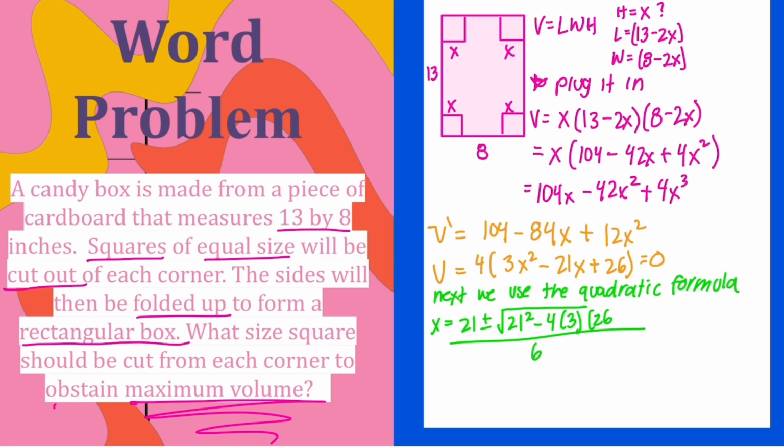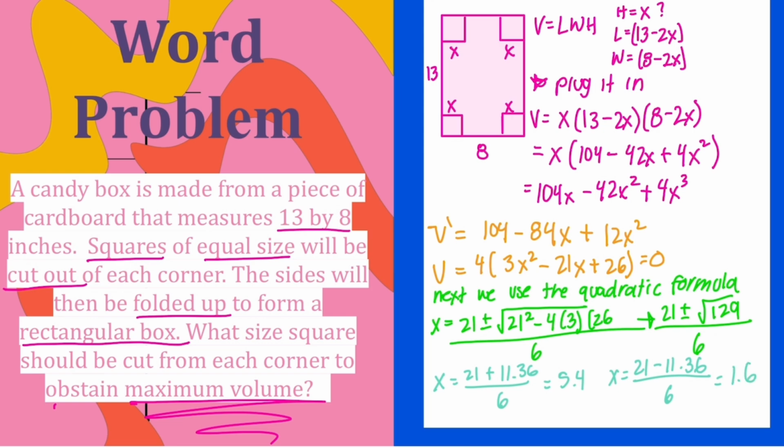And that's going to be x equals 21 plus or minus the square root of 21 squared minus 4 times 3 times 26, over 6. And now we're going to try to figure out which x it's more likely going to be. So the first one is x equals 21 plus 11.36 over 6, and that's going to equal 5.4. And when we solve for the next one, it's going to equal 1.6.